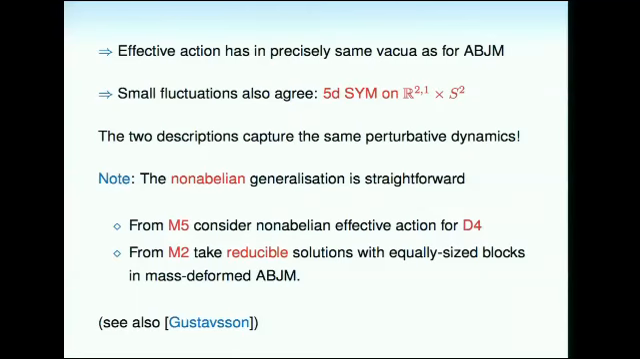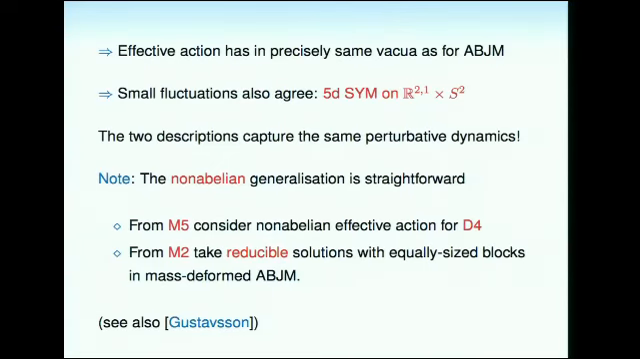It's very straightforward to see how this will result in 5D Yang-Mills on R^{2,1} times S². From the point of view of the M2 brane theory, taking reducible solutions for these matrices G that I told you before is going to do the trick. So you take reducible solutions in mass deformed BLG with equally sized blocks, you do the fluctuation analysis over that, and you should get, again, this non-abelian 5D Yang-Mills.